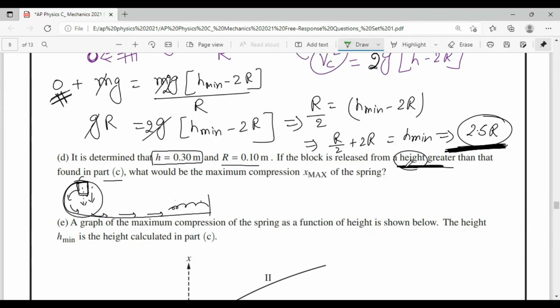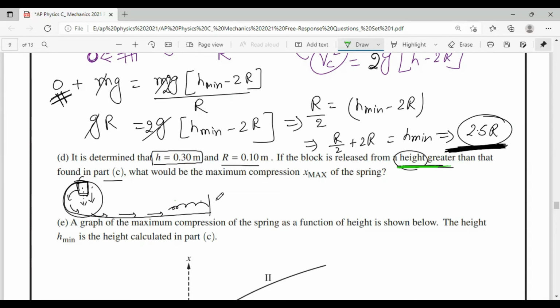So here it is confirmed from the question that the height is greater than the minimum height. So what would be the maximum compression X max? See, what will happen? Again, we can apply the conservation of total mechanical energy. Total mechanical energy at point A should be equal to, so no, we cannot apply total mechanical energy here.